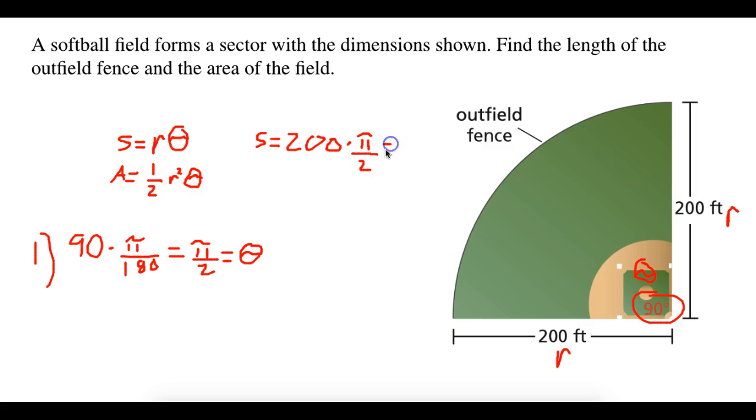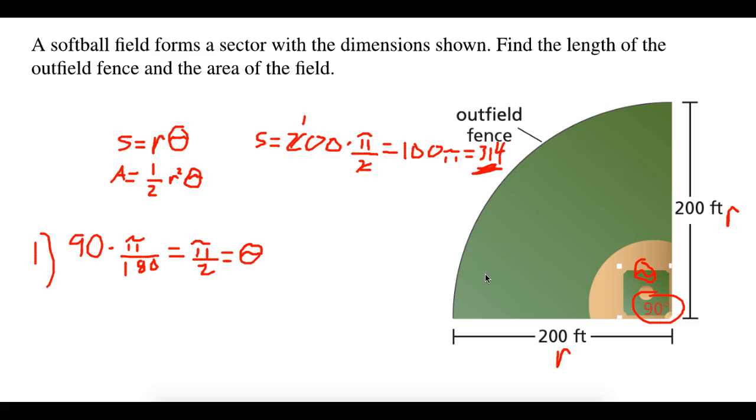And when we go ahead and simplify this, the 2 cancels out with 200 to give 100. We end up with 100 pi, which is just 3.14 times 100. So it's roughly 314 feet. Roughly 314 feet. That would be the length of our sector right here.